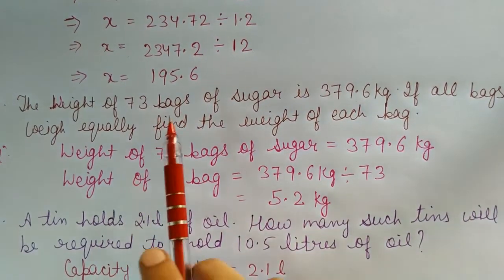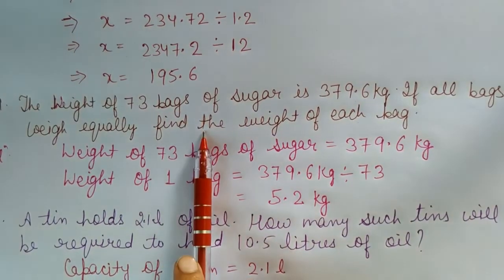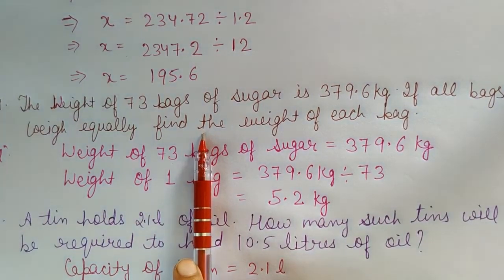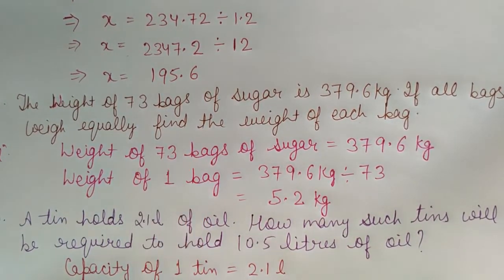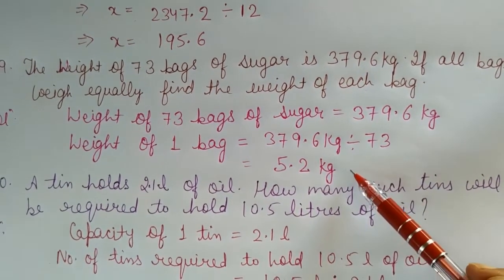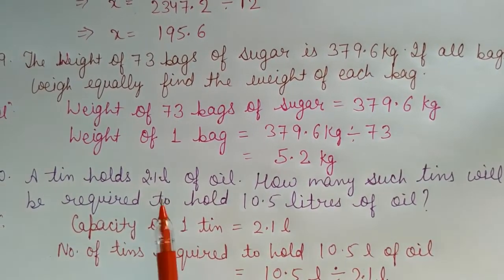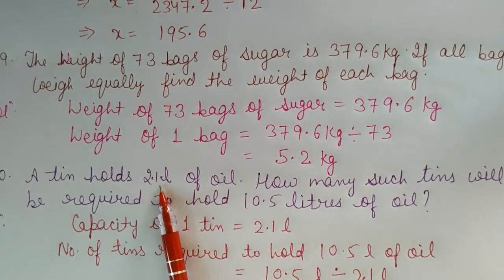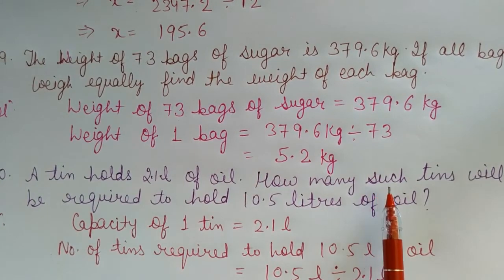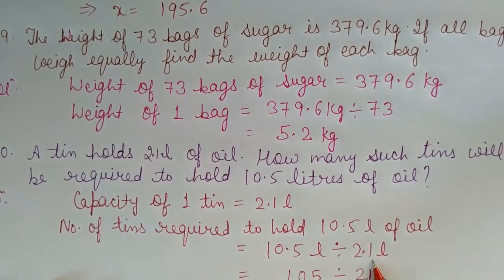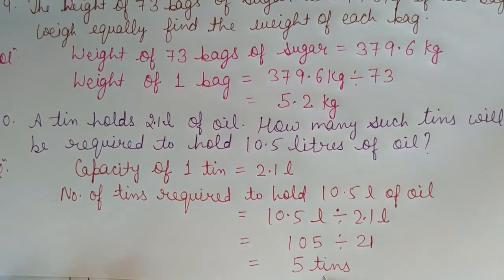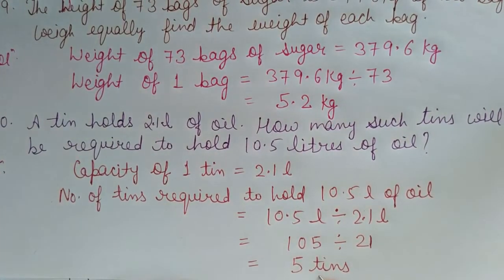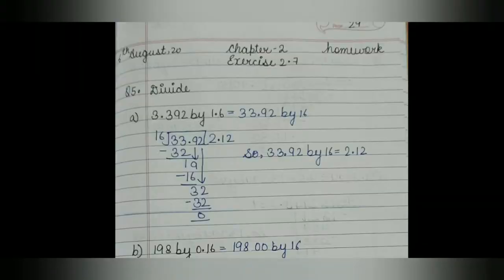The next question: the weight of 73 bags was given and we have to find the weight of one bag. I told you, if we are given the cost or weight or anything of many items and we have to find the one, then we will divide. So here we have divided. And in the last question we were given the total quantity 10.5 and each tin must hold 2.1 liter. We have to find the number of tins. So again we have divided the whole by the capacity of 1 and we got the answer 5 tins.